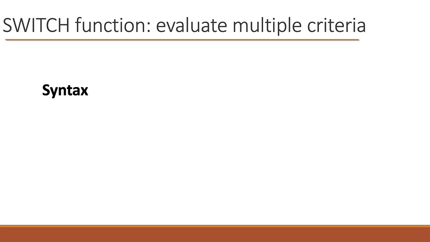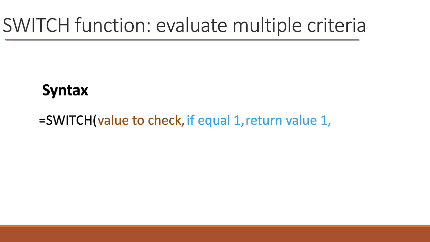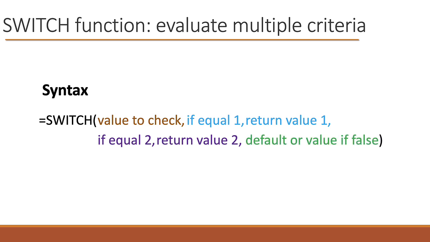The syntax of the switch function: we say equals switch, open a parenthesis, and then we have a value that we're going to check. And then we can apply pairs. If that value equals this first thing, we return this first value. If that value equals a second thing, then we return a second value. You can have as many of these pairs as you want. And once you've exhausted all those, you put in a default value or the value of false.